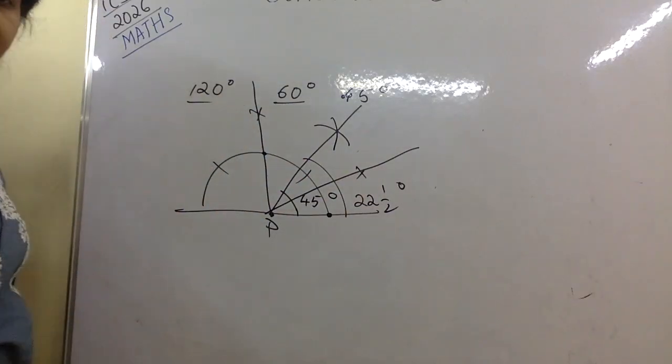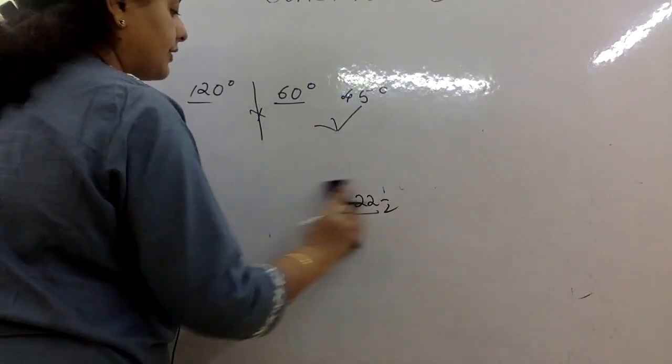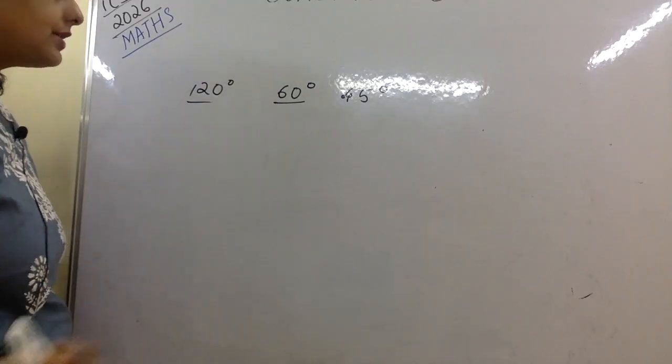Okay, so how to get 75? Sometimes it comes in some triangles, how to get a 75 degree.